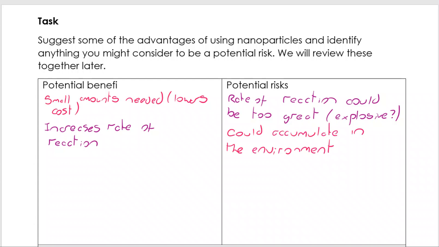And we also don't know what the impact might be on us. If we've got nanoparticles, are we ingesting them into the lungs? Are they going to have an impact on our body? Now, there are lots of scientists that will say there are very, very low risks in these areas, but they are the potential risks that you might want to consider.